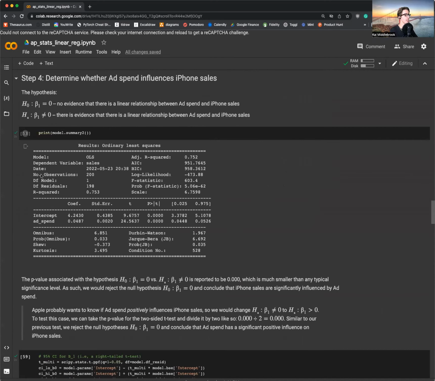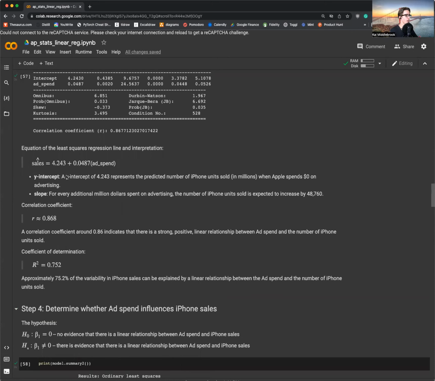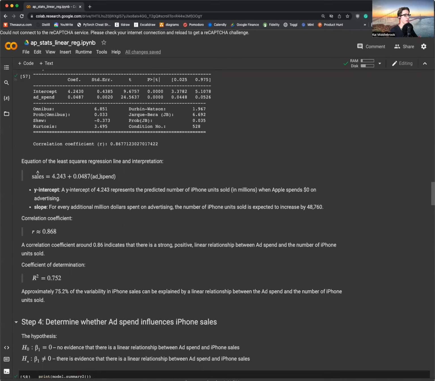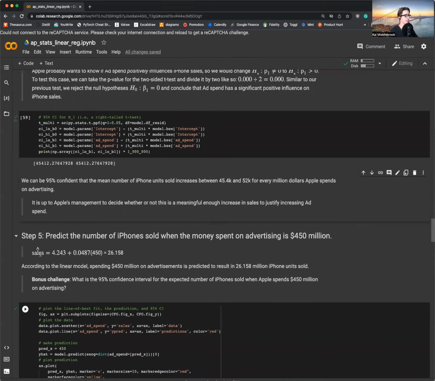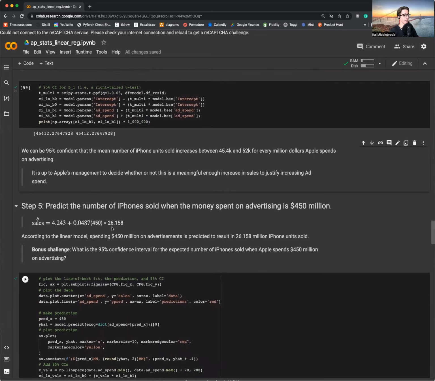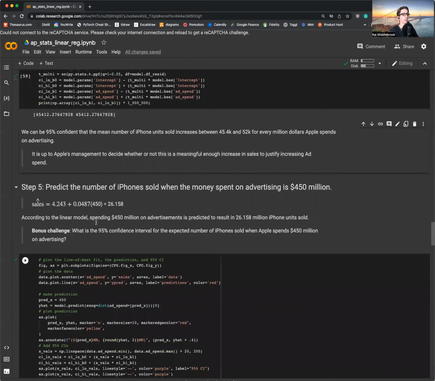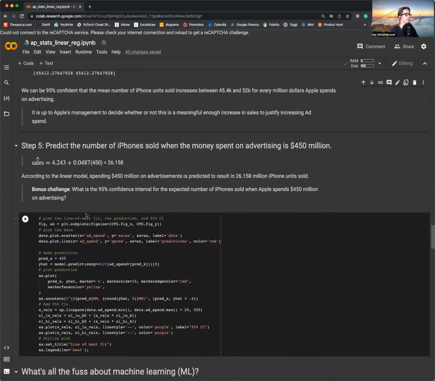So plugging it in, we look again back at our linear regression equation, and we get this equation here, and we plug in our values. So the resulting value is 26.158. So approximately 26 million units are expected to sell if Apple spends 450 million on advertising, right?